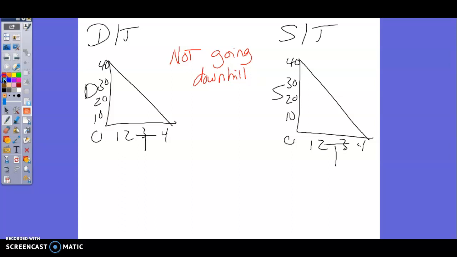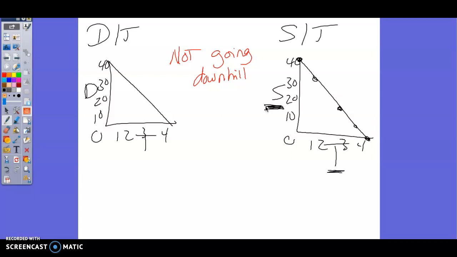Let's take a look at our speed time graph. When we first started out, we were going 40 miles an hour. About a minute later, we checked it. We were going 30, and then we were going 20, then we were going 10, and then we were going 0. What's happening to the speed of that car? 40, 30, 20, 10, 0.